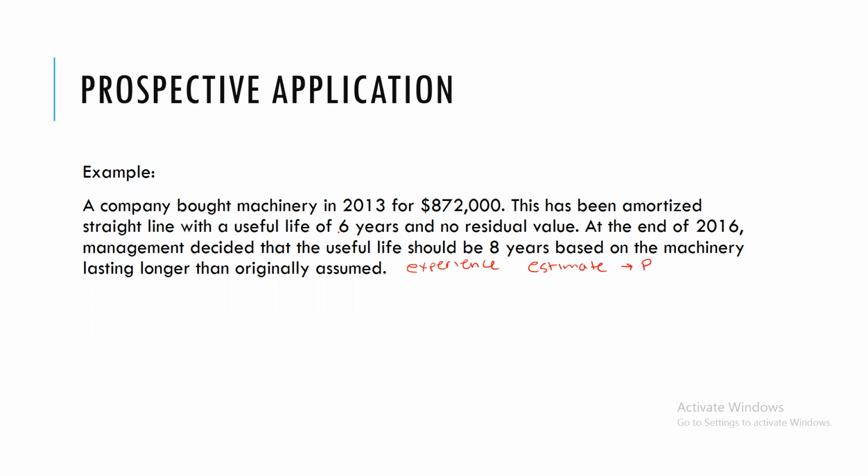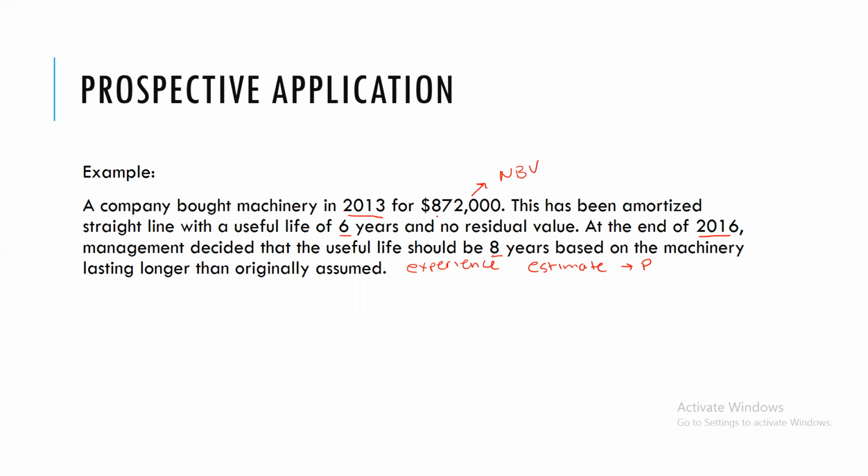So we're going from 6 years to 8 years useful life. We bought this machinery in 2013, but now it's the end of 2016. So going forward, we're going to have to make this change. So we don't have to change anything from 2013 to 2015. Just 2016 onwards, we'd have to change it from 6 years to 8 years. So to do that, the first thing you need to do is find out how much has been depreciated so far. So first thing you need to figure out is what is the net book value, right?